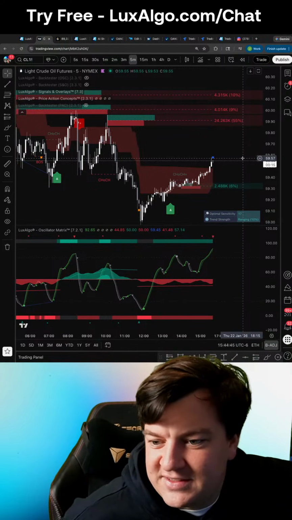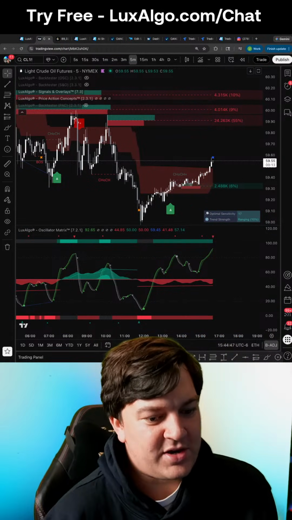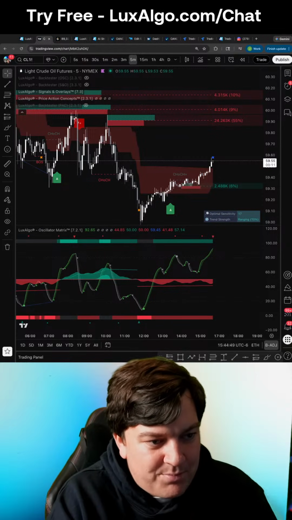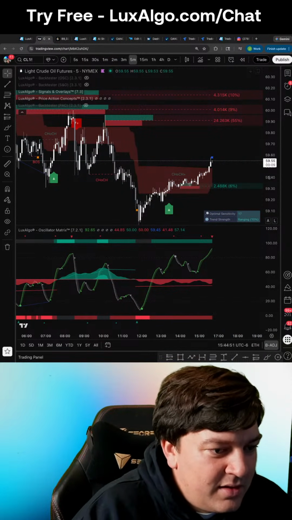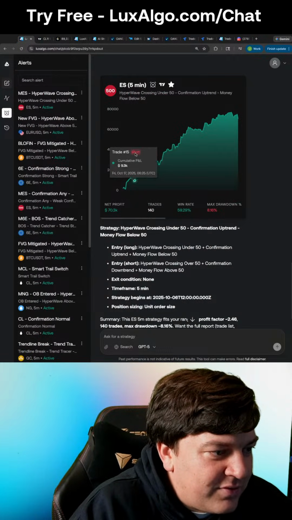You can send the signals from the AI to auto trade. You don't have to use TradingView. You can send them directly from here.